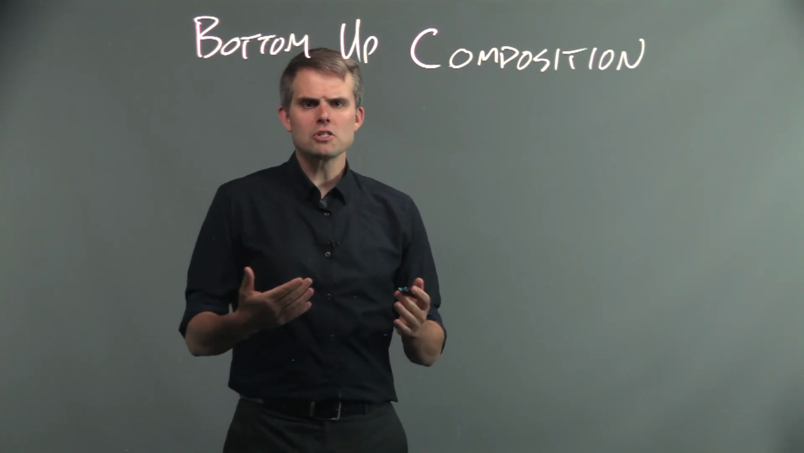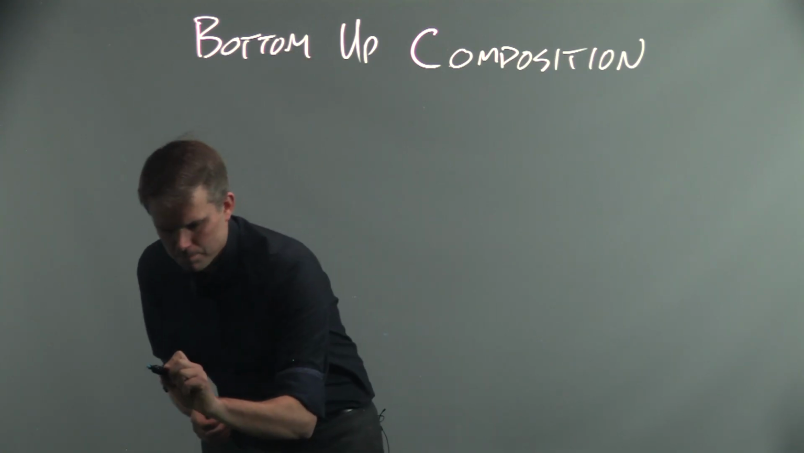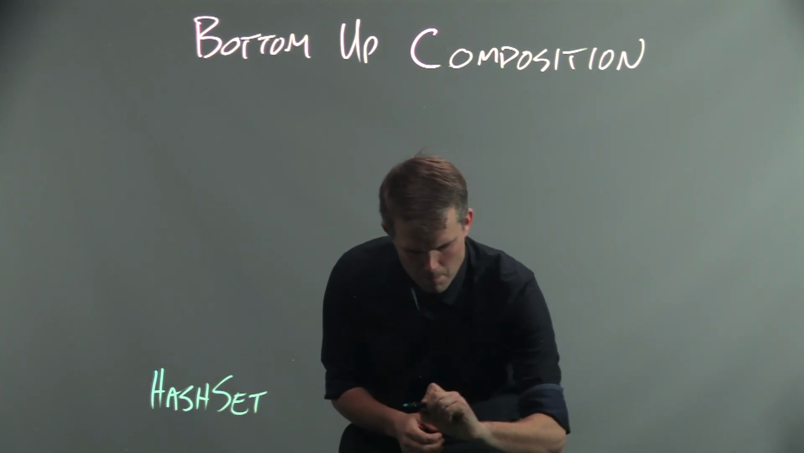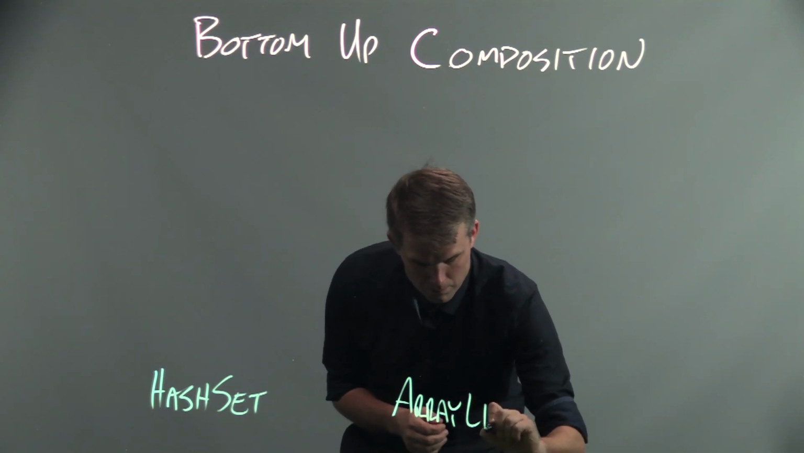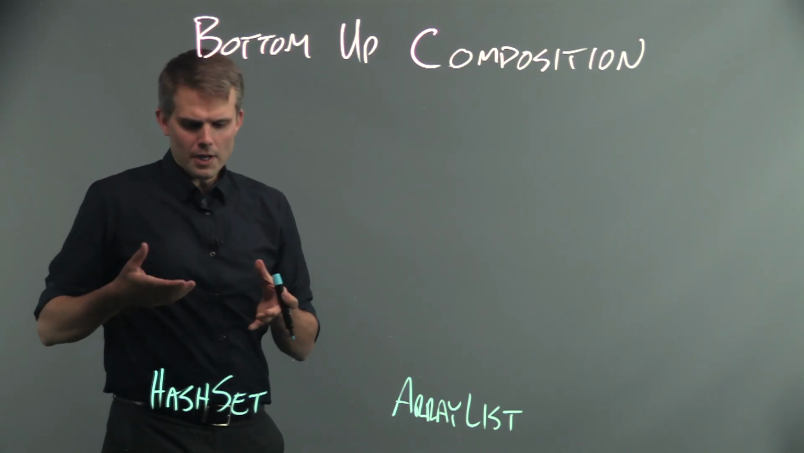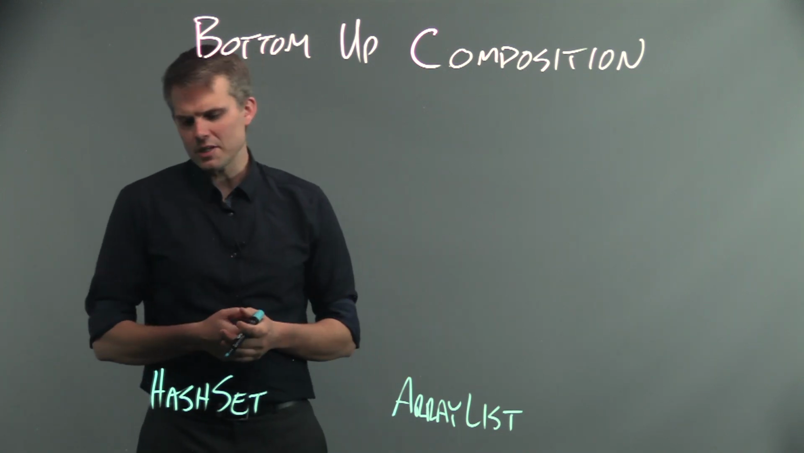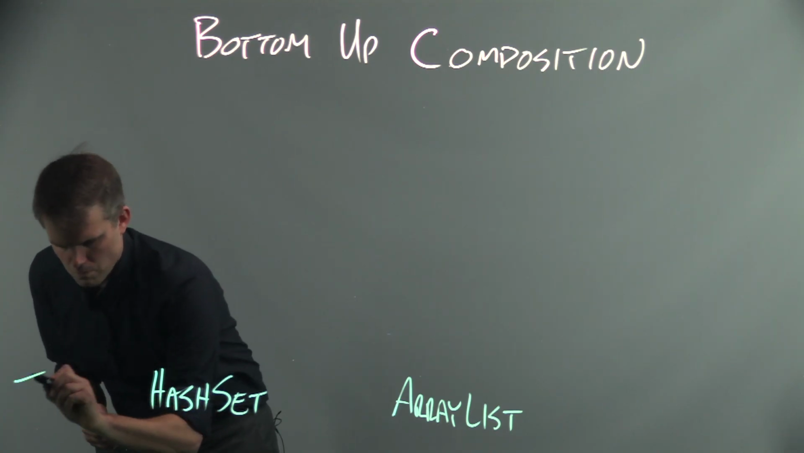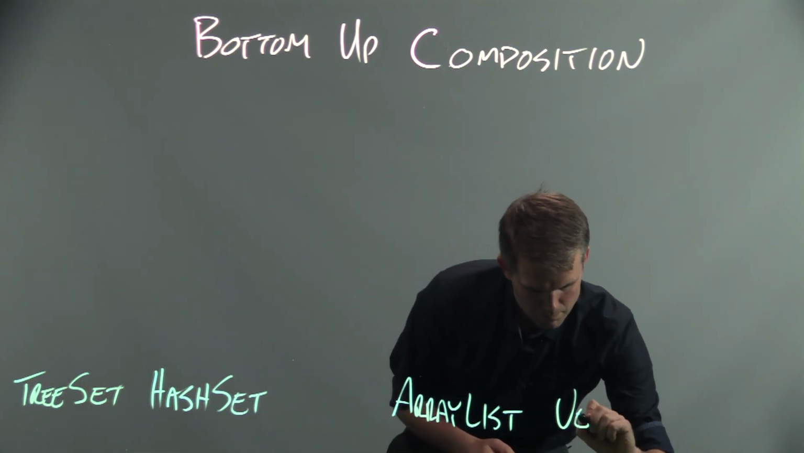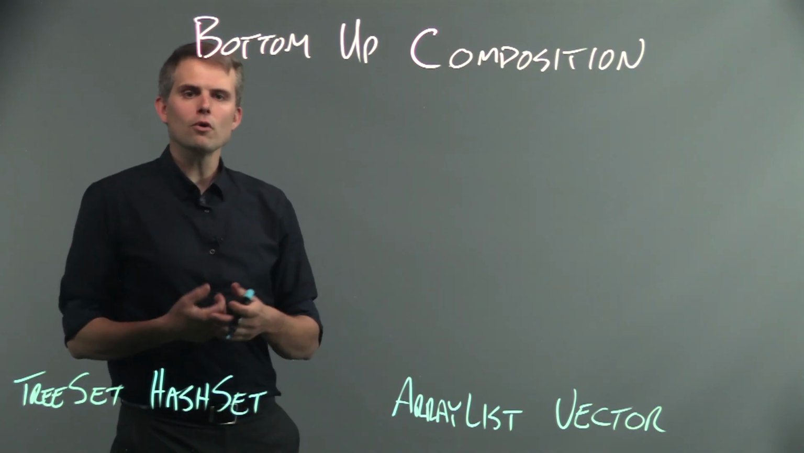Here's a concrete example of bottom-up composition. So say we're designing a system and we know that we need two primary data structures, a hash set and an array list. And over time, we realize that we need more and more specialized versions of these hash sets and array lists. So we're going to add a vector and a tree set. Right, so now we have these four low-level concrete types.